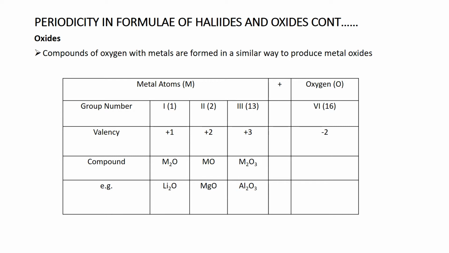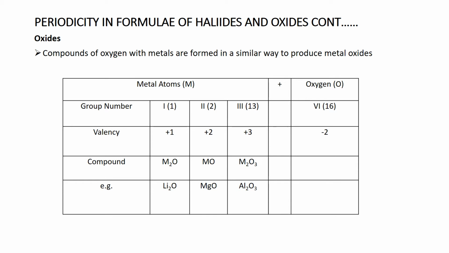Now let us look at the periodicity in the formula of oxides. So oxides are compounds formed when oxygen reacts with metals. Remember that the valency of oxygen is -2. And so if oxygen reacts with a group 1 metal, the compound formula will be M2O.